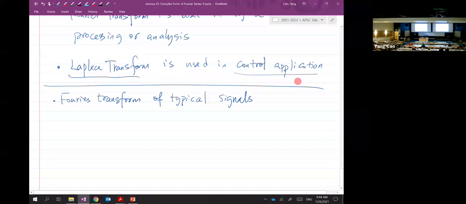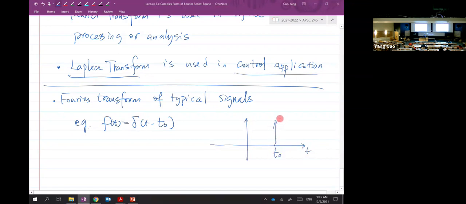So you can also write down very similarly to Laplace transform. Let me write down one of them, just to give you an illustration. Let's say I have a function f(t) equals delta(t minus t naught). Delta(t minus t naught) refers to an impulse function shifted from t equals 0 to t naught. That's your delta function.